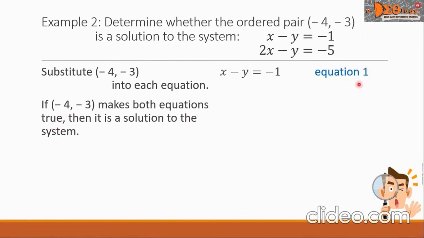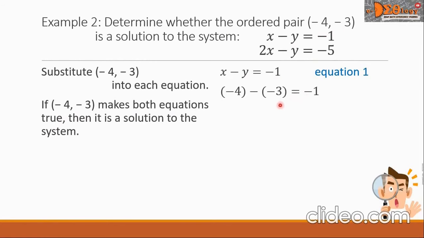Let's take the first equation, x minus y equals negative 1. Let us substitute the ordered pair negative 4 and negative 3 respectively. We know that the first number negative 4 is for the x and the second number negative 3 is for the y. So we have here negative 4 minus negative 3 must be equal to negative 1.